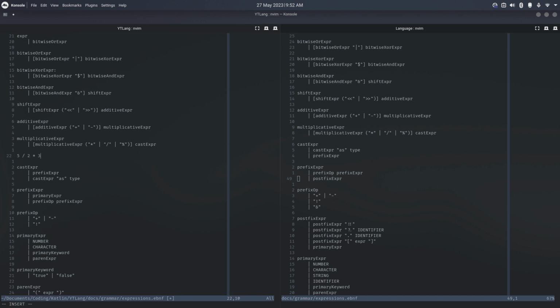So now, as you can see with these expressions, if we do something like 5 divided by 2 times 3, on the left is a multiplicative expression, which means it's this expression on the left, and then this thing on the right. So that's exactly what we want. That's how we want our grammar to work.